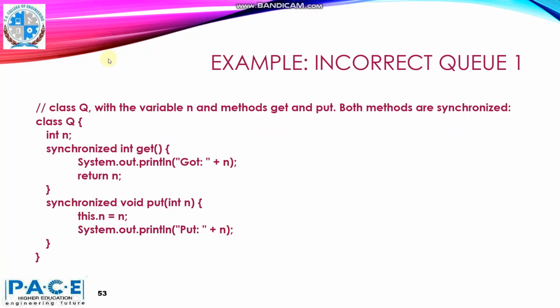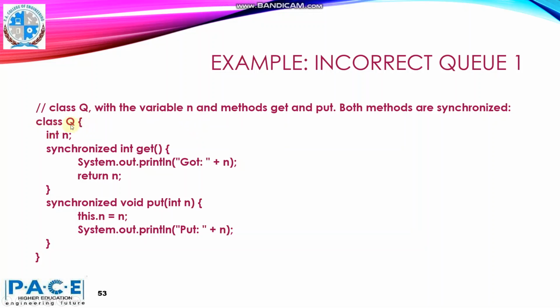First we consider the incorrect solution. In this, first we define the queue class, the queue where we keep the data. So, class Q with the variable n and methods get and put. Both methods, get and put, are synchronized. The variable n is where the producer puts the data and the consumer gets the data. So the producer puts the data in n and the consumer accesses the data from variable n.